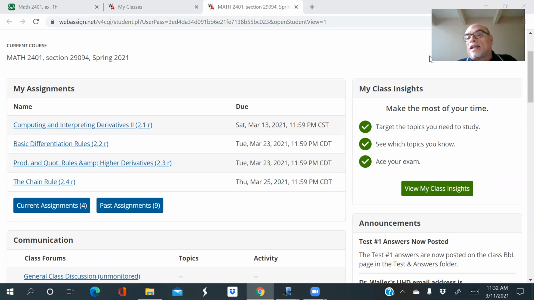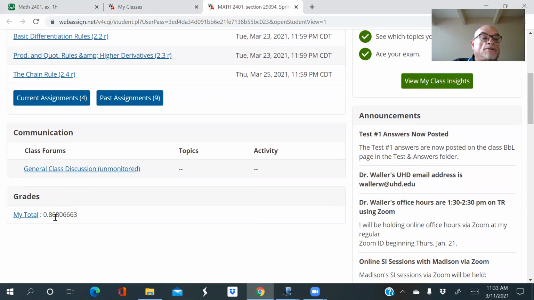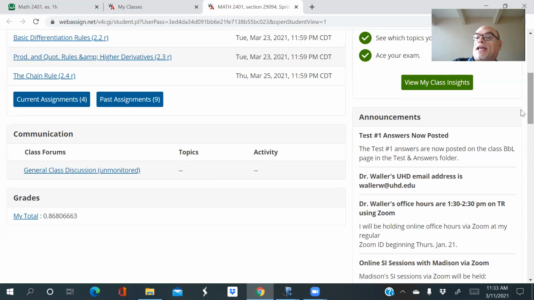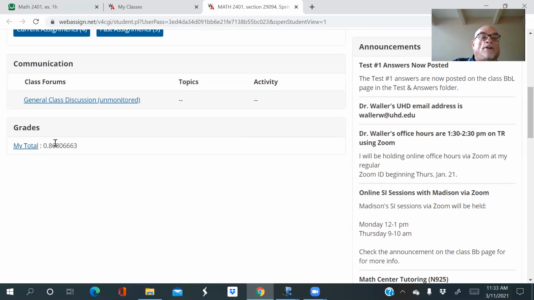Okay, so as I was saying before, I sent your test back, so you should have gotten it in your email, and the grades are also posted in WebAssign. Your overall grade, or wait, I can see it right here. Your total right there, my total. Of course, my total is very low because I don't have any grades, but your total should be pretty much up to date. So whatever you're seeing there, that's sort of your current grade.